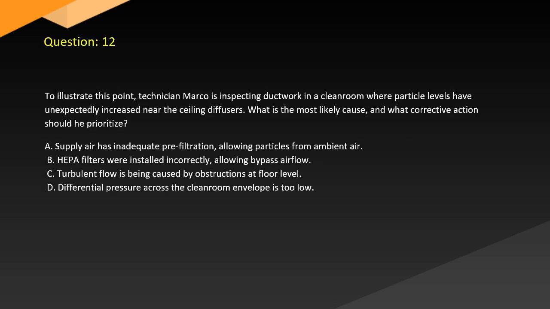Question 12. To illustrate this point, technician Marco is inspecting ductwork in a cleanroom where particle levels have unexpectedly increased near the ceiling diffusers. What is the most likely cause and what corrective action should he prioritize? A. Supply air has inadequate prefiltration, allowing particles from ambient air. B. HEPA filters were installed incorrectly, allowing bypass airflow. C. Turbulent flow is being caused by obstructions at floor level. D. Differential pressure across the cleanroom envelope is too low.